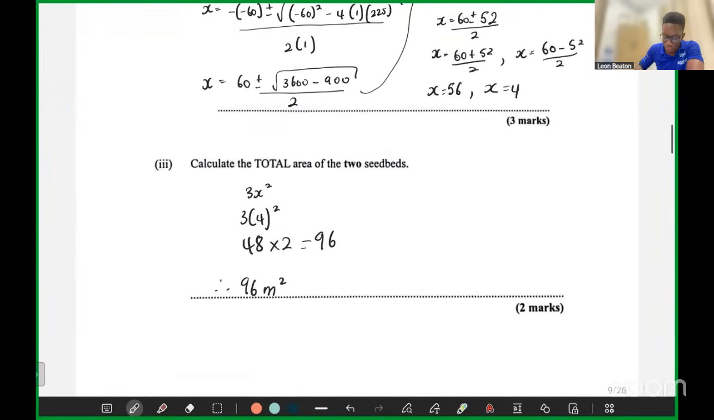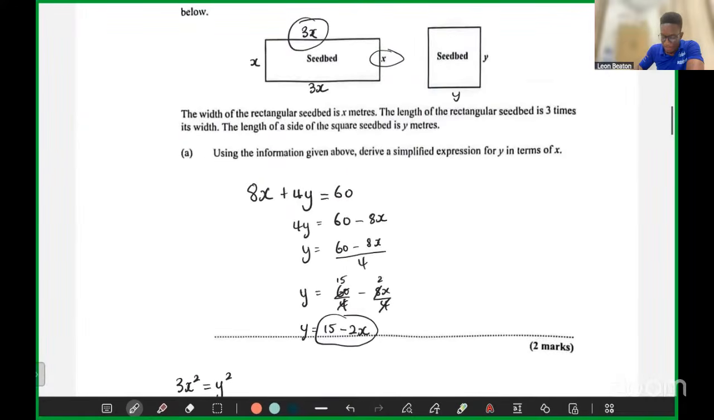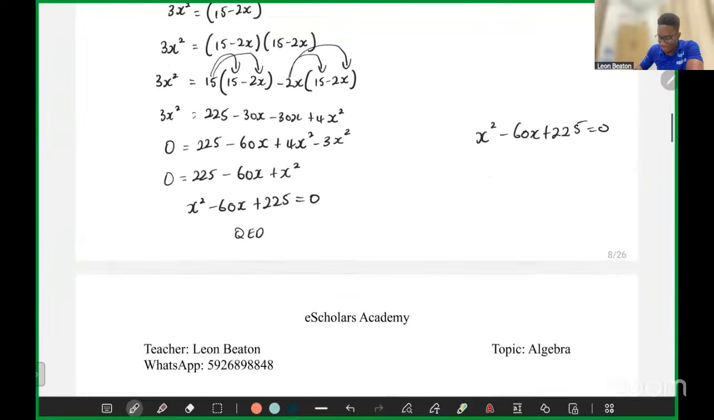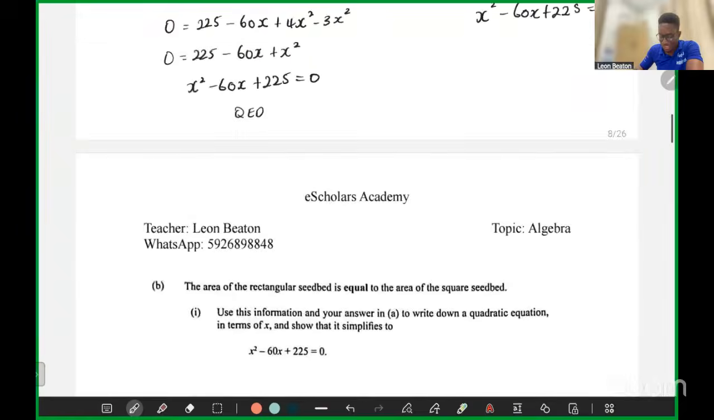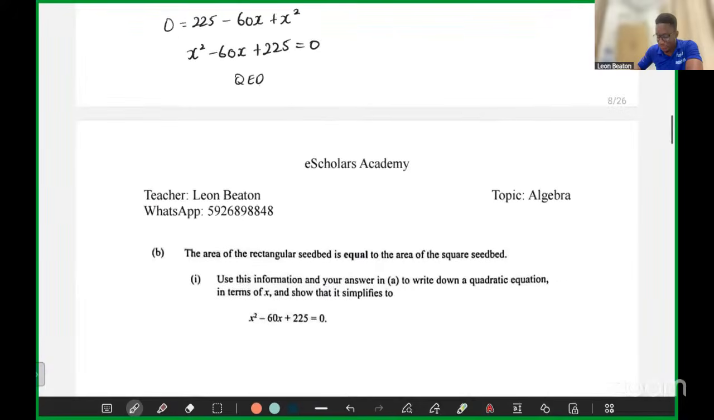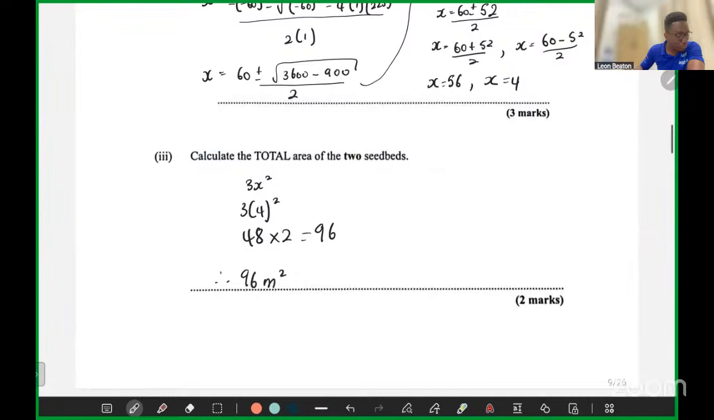So the reason why I chose 4 is because when I substitute 4 for the perimeter, that allows me to get the 60 meters, right? If I had substituted the other value, which is 56, that won't give us the perimeter. So that was my reasoning, right? Why I use 4 instead of 56, because we found two values for x. So I use the one that would give me the perimeter. That allowed me to make a decision. All right. So this one was a bit of a thinker, one that you had to think a bit, right?